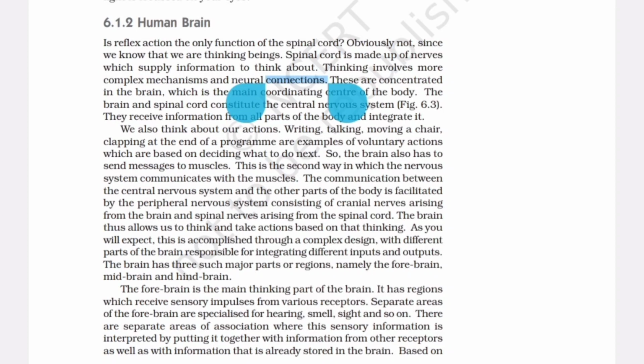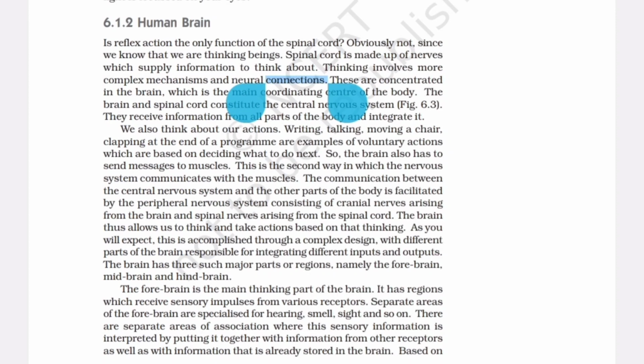The brain thus allows us to think and take actions based on that thinking. As you will expect, this is accomplished through a complex design, with different parts of the brain responsible for integrating different inputs and outputs. The brain has three such major parts or regions, namely the forebrain, midbrain, and hindbrain. The forebrain is the main thinking part of the brain.